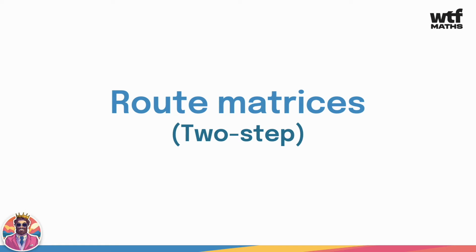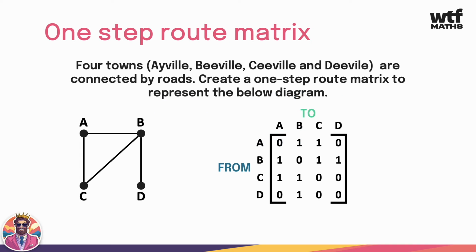Hello, today we're going to be doing some more route matrices, and these are going to be two-step route matrices. Please make sure you've watched the previous video, otherwise this won't make any sense at all. From the last lesson we looked at an example with 4 towns and we got this one-step route matrix on the right, which is pretty straightforward.